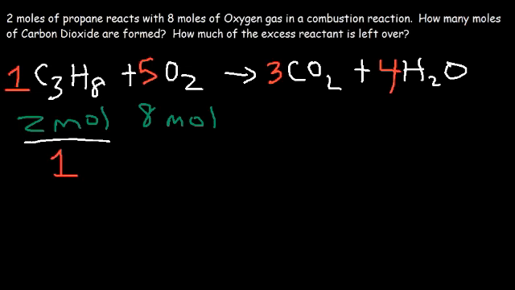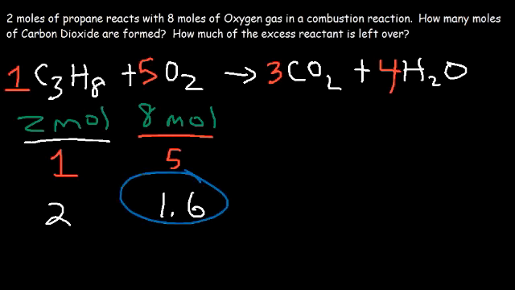So for propane, divided by 1. For oxygen, divided by 5. 2 divided by 1 is 2. 8 divided by 5 is 1.6. Therefore, O2 is the limiting reactant. Propane is the excess reactant.